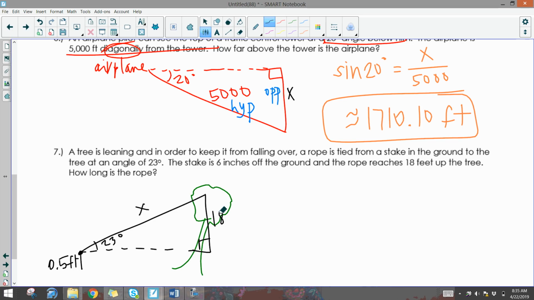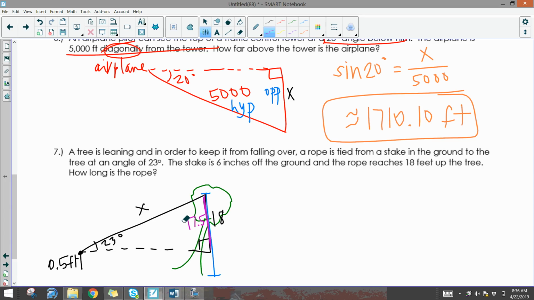And the measurement is a vertical measurement. Okay. Now, a couple things here. This is 0.5 feet. This 18, you guys, is 18 feet up the tree. Well, that would be measured like this. So the part of the triangle that you really want is going to be 17.5 because you have to take off that 6 inches, which is half a foot, for the rope.